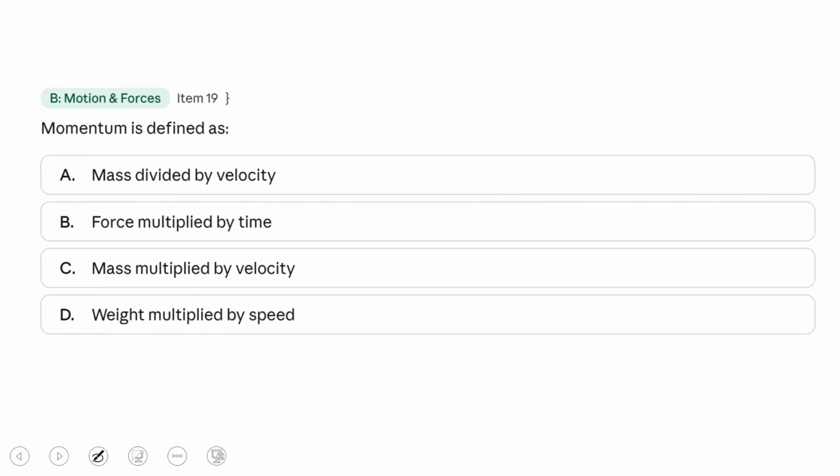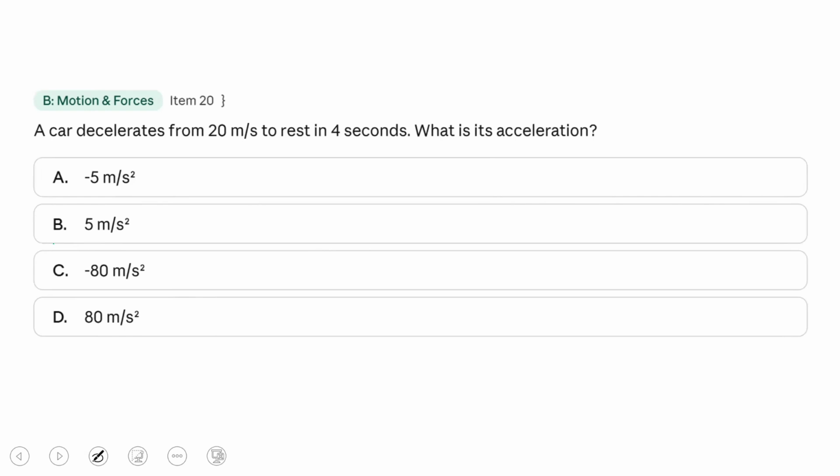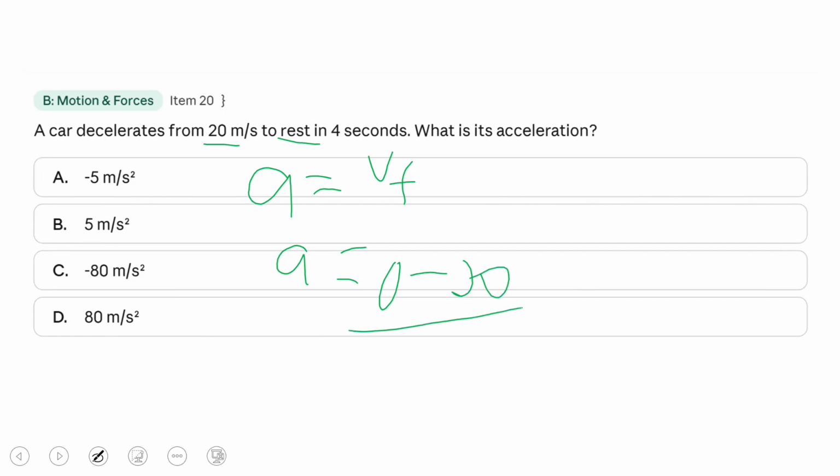Momentum is defined as mass multiplied by velocity. The answer is C. All right. A car accelerates from 20 meters per second to rest in 4 seconds. What is its acceleration? So this is the initial, this is the final. All right, the formula is acceleration equals the final velocity minus the initial velocity, over time. So you will have a equals 0 minus 20 over 4 seconds, and you should have negative 5 meters per second squared. And that is letter A.